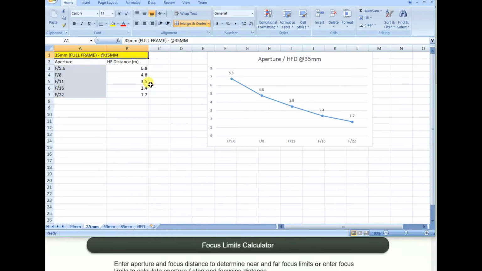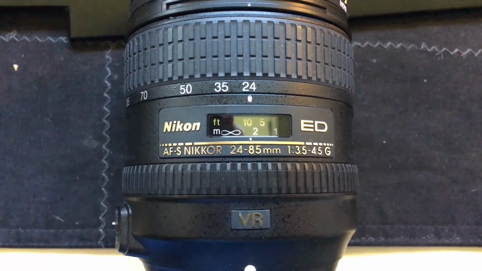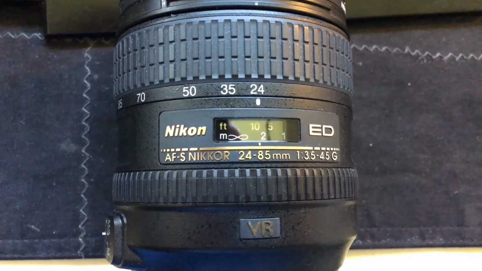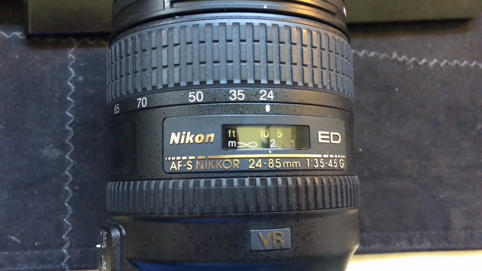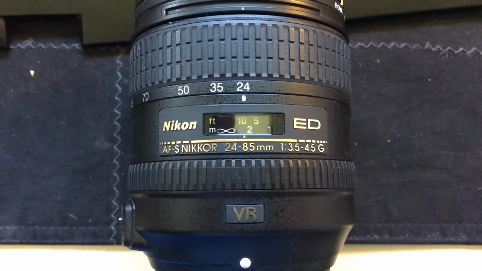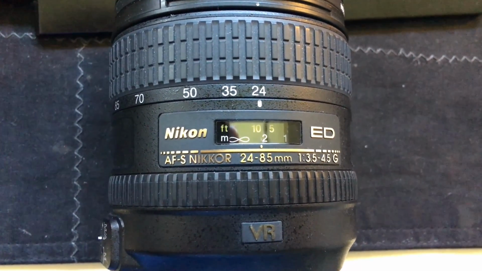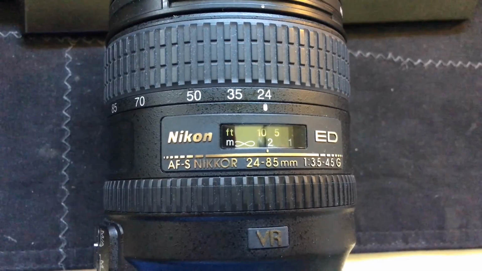Now, what about a modern day lens? Look what happens here. You get feet and meters, but after about 10 feet or probably 15, what's that? About 2.5 or 3. You can't even tell. So what do you do on a modern day lens? The best way is to probably just practice.